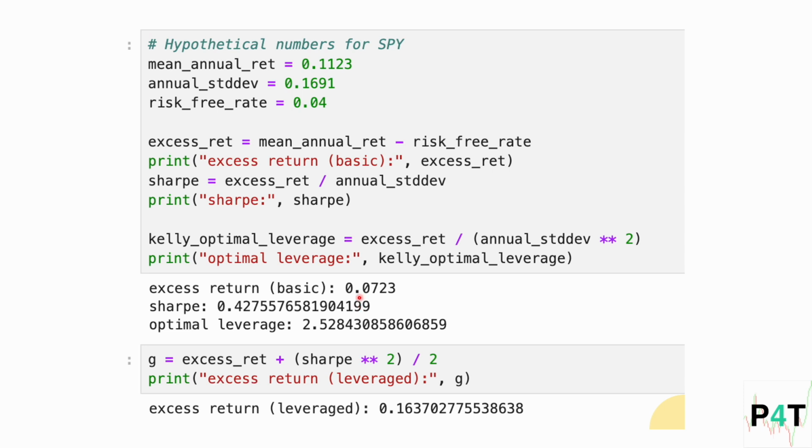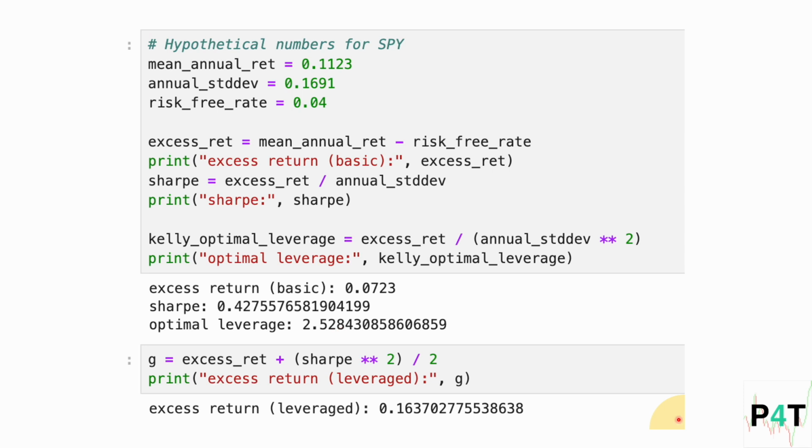And you can see here that our basic excess returns are 7% and our Sharpe ratio is 0.42. Then we can take that expression that we saw in the last slide for a single asset case and say our Kelly optimal leverage, or Kelly optimal fraction, is going to be equal to the excess returns divided by the standard deviation squared. It's a very simple expression, and we get an optimal leverage or allocation value of 2.52.